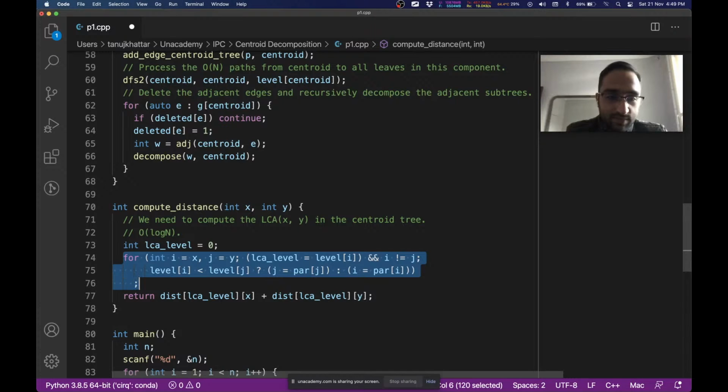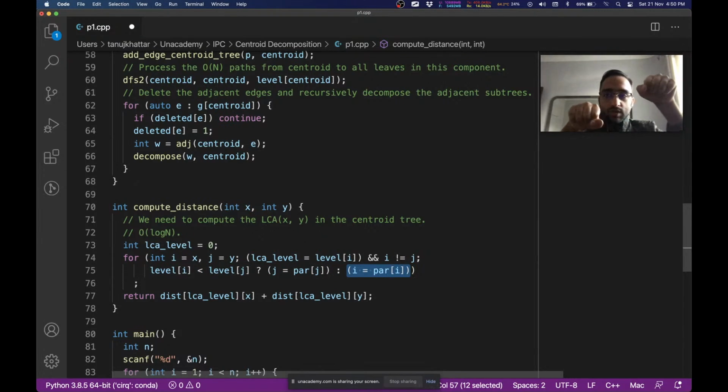This is a slightly complex for loop where I've incorporated a lot of things in a single loop. I can also expand it and write it as an easier to read while loop with a lot of if and else conditions, but I prefer to do it like this. So you start with i and j as x and y. You keep iterating till i is not equal to j. The condition to iterate is based on whichever node has a deeper level. If the level of i is less than the level of j, it means node j is deeper than node i, so you make j equal to parent of j. Otherwise, you make i equal to parent of i.